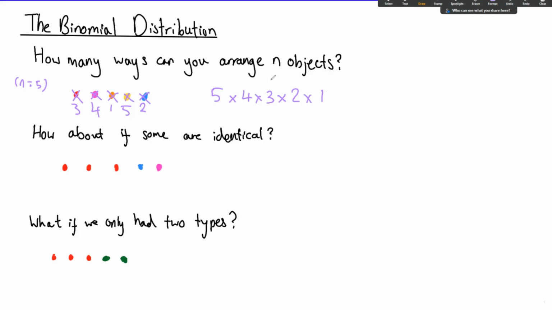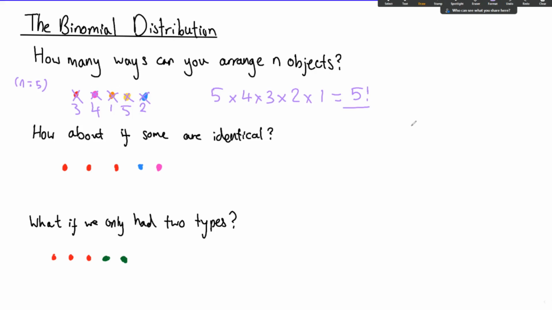And all this can actually be changed to say 5 factorial. Now, 5 factorial just purely means we get 5 and then we multiply, we take 1 away from 5, so we multiply it by 4, and then we multiply it by 2 taken away from 5, and then so on until we get to 1. So that is how many ways we can arrange 5 objects.